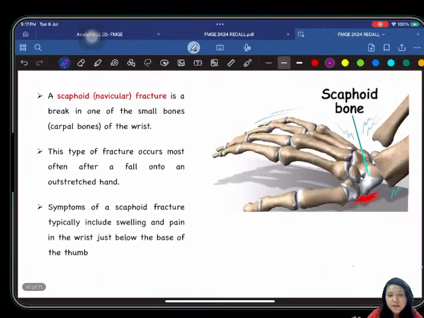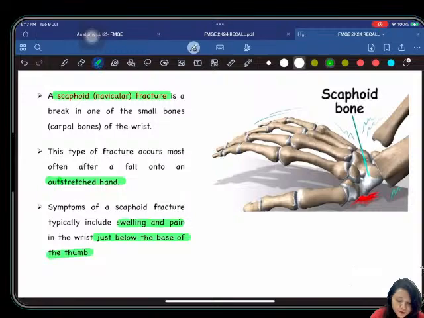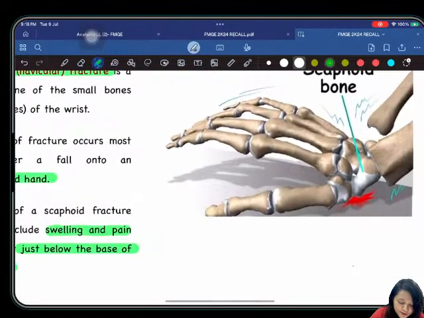Okay, I want to tell before going to the X-ray, you should know that on fall on an outstretched hand, the most likely bone which is getting fractured is the navicular. It is a navicular fracture. Okay, it is a scaphoid or a navicular fracture, and this scaphoid will break into very small bones. Okay, then this fracture mostly occurs after fall on an outstretched hand. Okay, and symptoms will typically involve swelling and pain in the wrist below the base of the thumb. Okay, so you can see here how the scaphoid is getting fractured on fall on the outstretched hand.